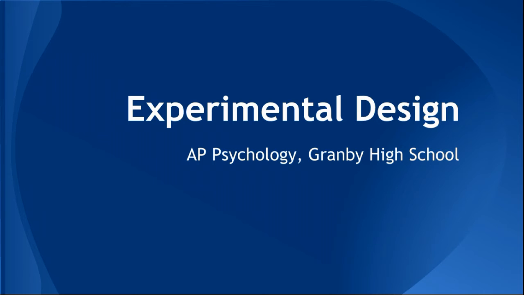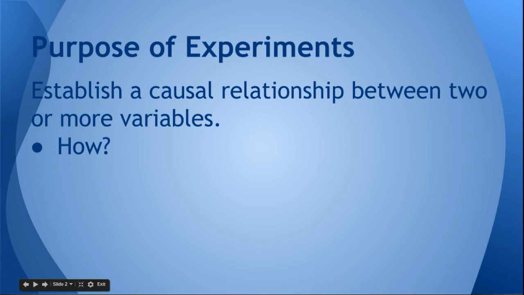Experimental research is the only type of research that is going to attempt to explain causes for behavior. It's going to try to establish a causal link between variables. And we'll get at exactly how it does that, what benefits that has for us, and what limitations that has as well. So again, we're attempting to establish a causal relationship between two variables.